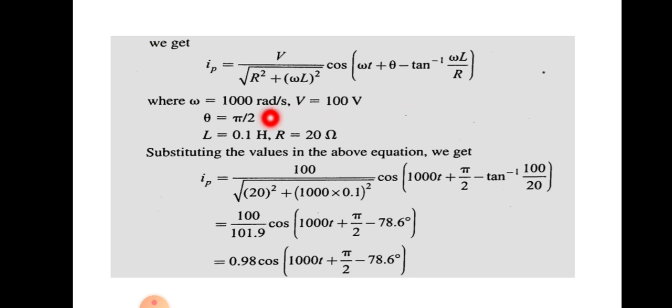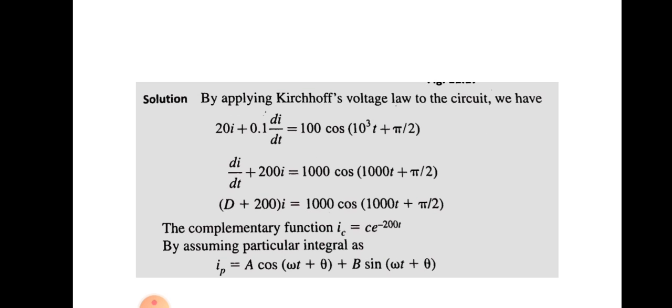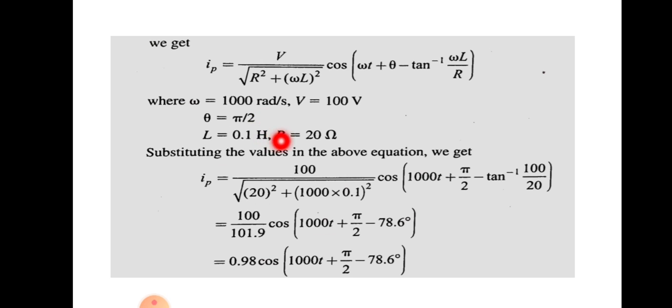Here omega equal to 1000, which we know from the input, and V is 100, that is the maximum amplitude, and theta is pi by 2, which is also given in the supply voltage, 1000t plus pi by 2. Also L is 0.1 and R is equal to 20. We can substitute these values in the particular solution. So we will get IP equal to 100 divided by 1.9 into cos of this term. So we will get IP equal to 0.98 into cos(1000t plus pi by 2 minus 78.6).